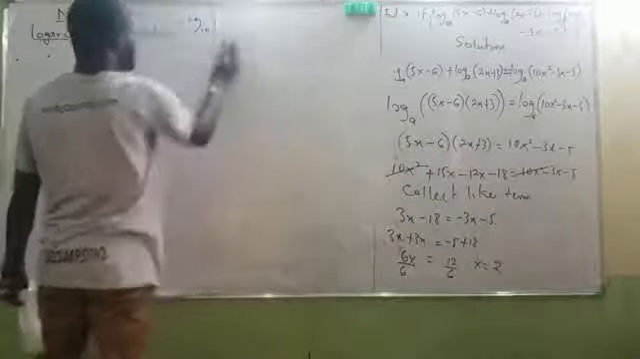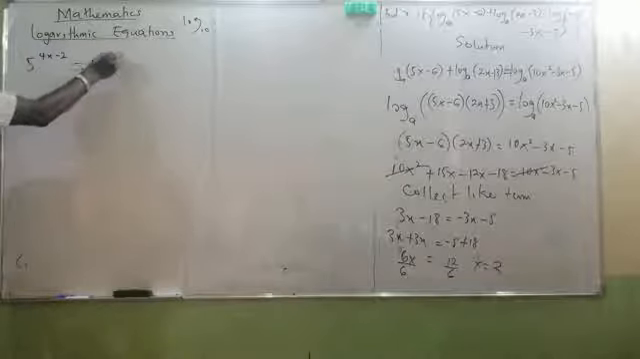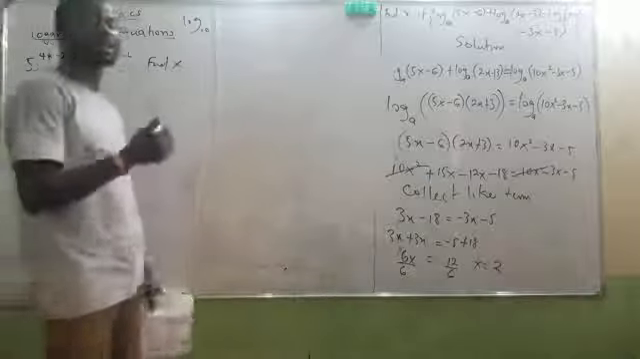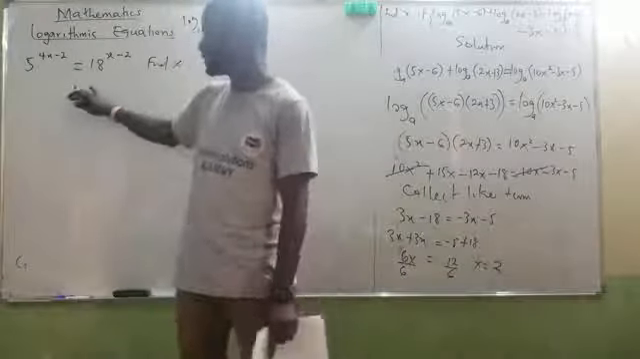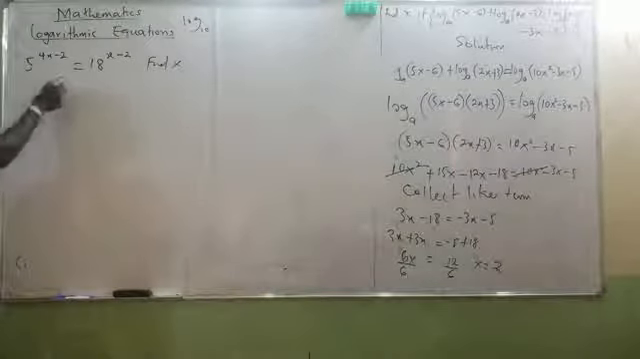I have this question here. We're told that 5 raised to power 4x minus 2 equals 18 raised to power x minus 2. Find x. It's a very simple question. Now, with the law of indices, you will understand this. Now, the solution to this problem.